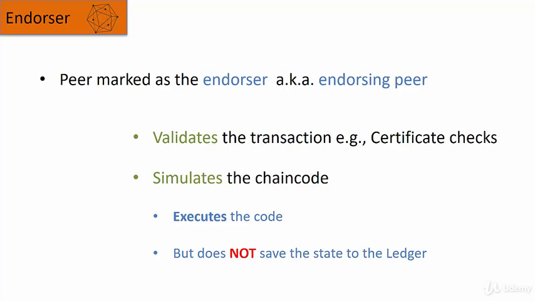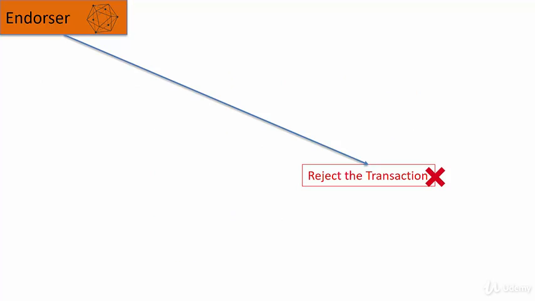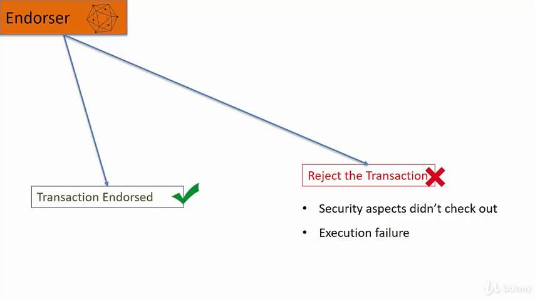So for the time being, just think of simulation as execution, but the data that has changed in the chain code is not saved to the ledger at this point. At the end of the endorsement process, the endorser either rejects the transaction, and this may happen due to multiple reasons. For example, the security aspects didn't check out, or the execution failed, or the endorser may respond back with an endorsed transaction request. More on this later.